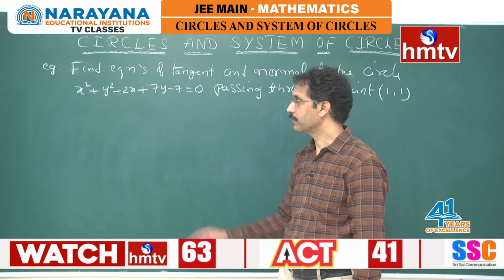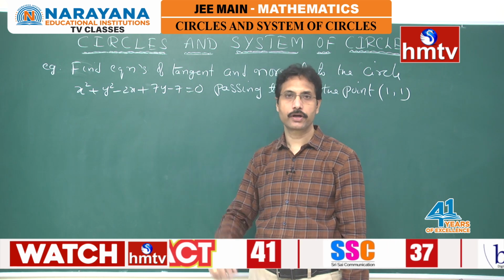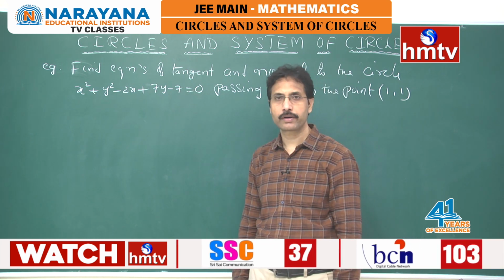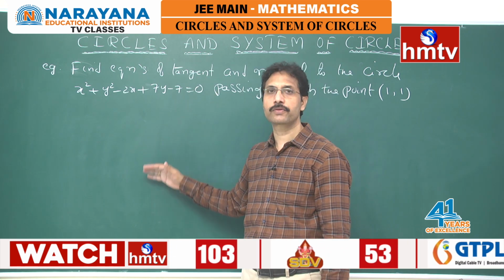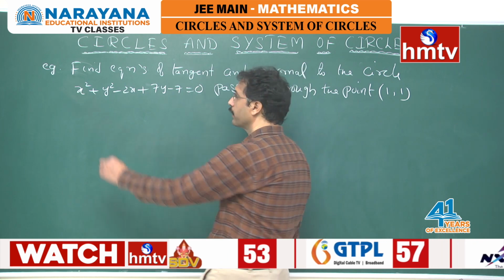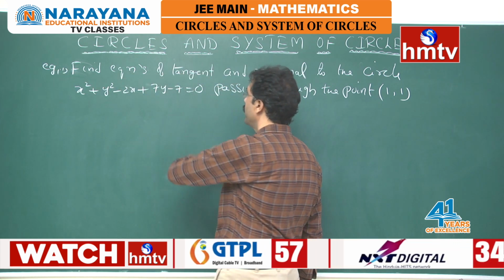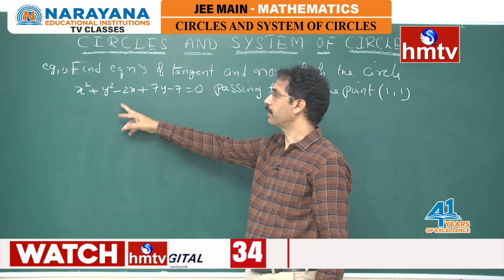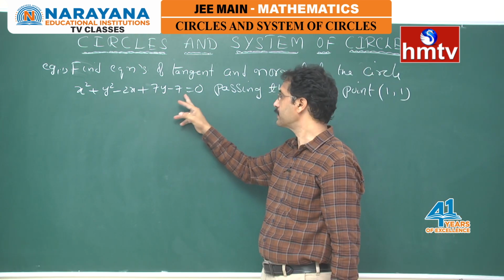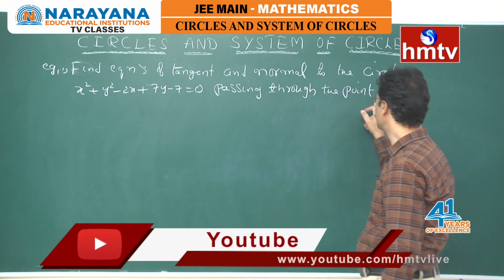Let us discuss some examples on these tangents and normals, because this topic is very important in all aspects, Mains as well as Advanced. So, some basic examples we are going to discuss now. Here, find the equation of the tangent and normal to the circle x square plus y square minus 2x plus 7y minus 7 is equal to 0, passing through the point 1 comma 1.